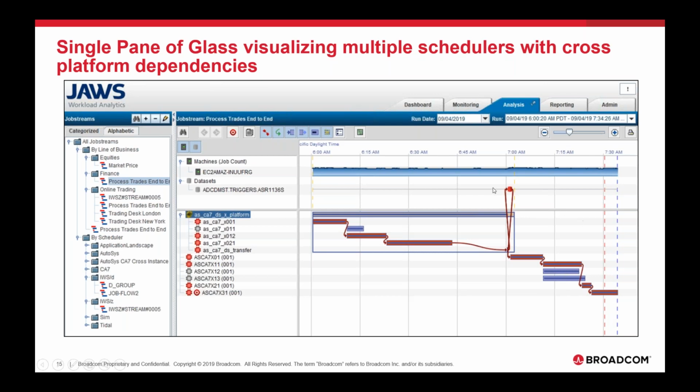You're also seeing graphs up here on the top portion of the screen that show you the machine usage. This happens to be the machine that the distributed jobs were running on. If the mainframe jobs were running on distributed agents, those machines would show up as well. So this represents CA7 to AutoSys. Other schedulers work the same way.